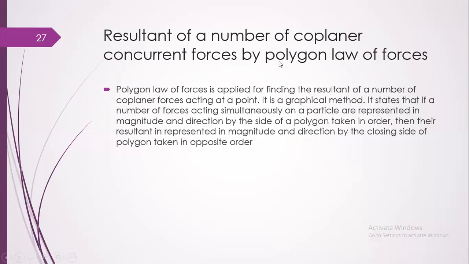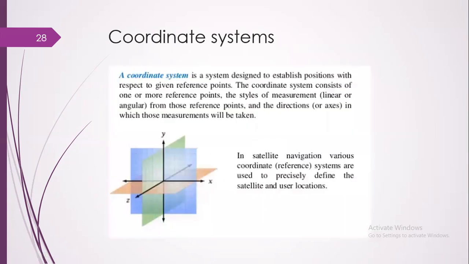So coming towards the resultant of a number of coplanar concurrent forces by the polygon law of forces. The polygon law of forces is applied for finding the resultant of a number of coplanar forces acting at a point. It is a graphical method. It states that if a number of forces acting simultaneously on a particle are represented in magnitude and direction by the sides of a polygon taken in order, then their resultant is represented in magnitude and direction by the closing side of the polygon taken in opposite order.